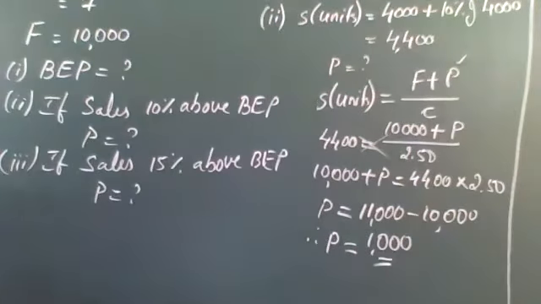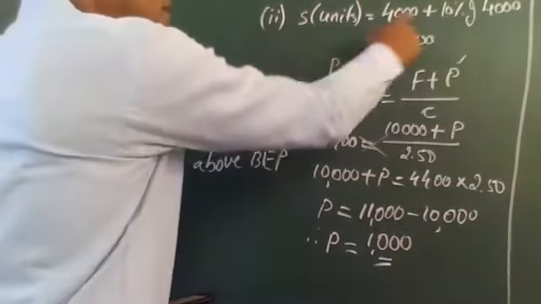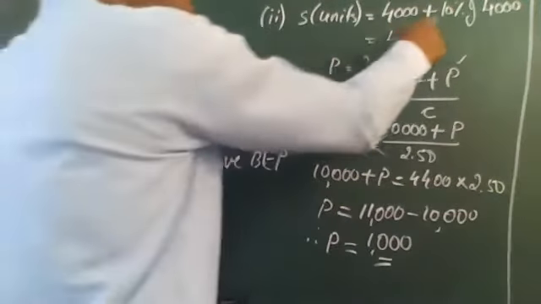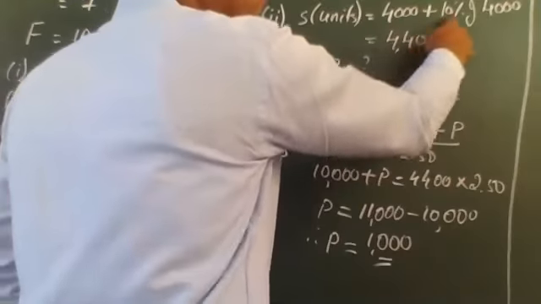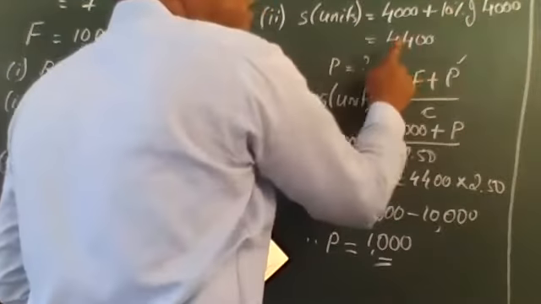This is okay. That's the second part of the question. I am not solving the third part of the question because third part says if sales are 15% above break-even point, simple. You take the same thing. You have to do the same thing once again. Instead of taking 10% here, you are going to put 15%.